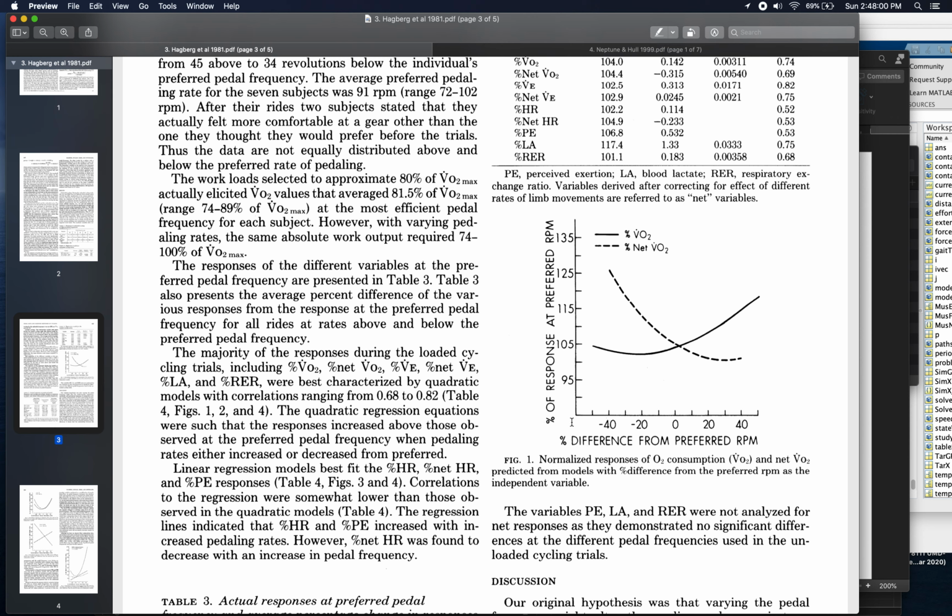Okay? So in this one, for example, this is showing the VO2, the rate of oxygen consumption. The dotted line here is the net VO2, and any time on any of these figures you see a variable indicated as a net variable, that was where they subtracted out the value of that variable in what they called unloaded cycling, where they took the chain off the bike and just had you cycle your legs without the resistance of the bike at whatever pedaling frequency you were working with there.